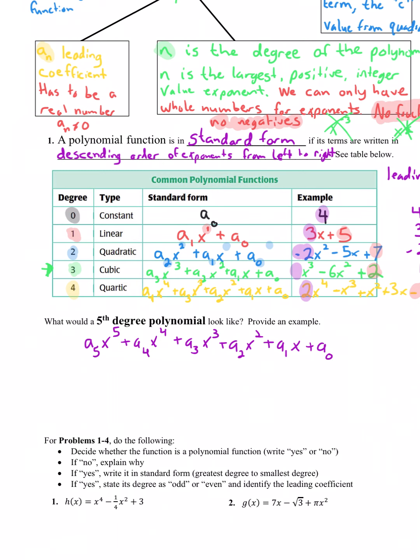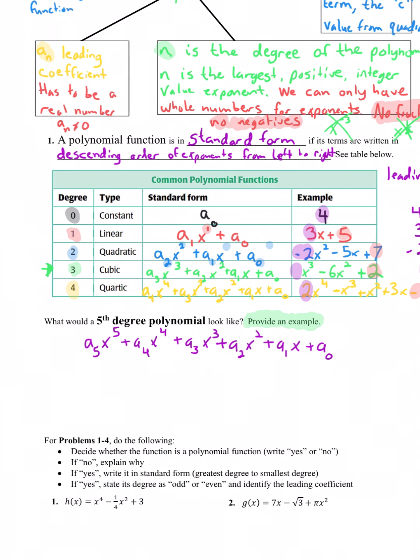All right, I went ahead and wrote down the 5th degree polynomial here. So it'd be a sub 5 x to the 5th plus a sub 4 x to the 4th plus a sub 3 x to the 3rd plus a sub 2 x squared plus a sub 1 x plus a sub 0. Yeah, question. How did you get the examples exactly? I just made up the numbers. You can make up whatever you want for an example. So you plug in whatever values you want.